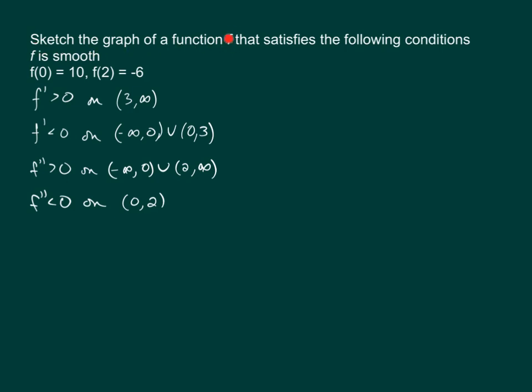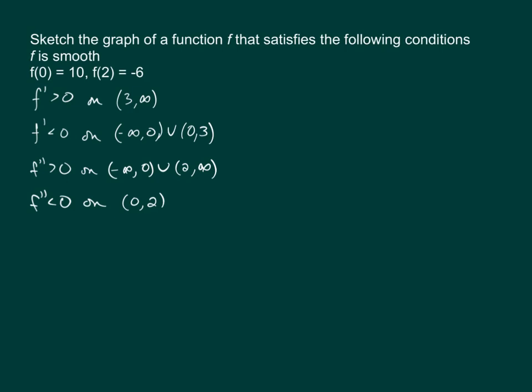Here we again have some information for graphing. Sketch the graph of a function f that satisfies the following conditions. The first one is f is smooth. In another video closely related to this one, I go over what smooth is. I will say it again here for convenience. It means a function that is continuous everywhere. So if it's smooth, there aren't any corners, cusps, or discontinuities like a jump, vertical asymptote, or holes in the graph.